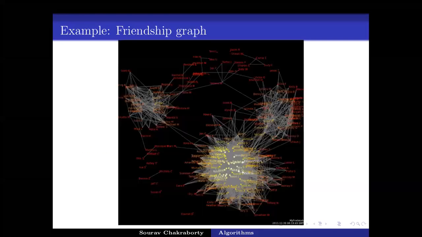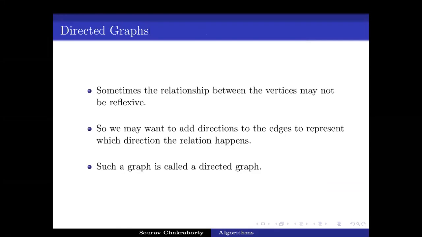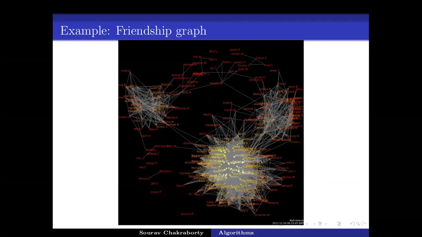But note that here one person being a friend of another is a reflexive thing. If A is a friend of B, then B is also a friend of A. But this is not necessarily always the case. Suppose on Twitter, person A follows person B, but that doesn't necessarily mean that person B will also follow person A. So there is some sort of direction, an issue of direction in this whole game.